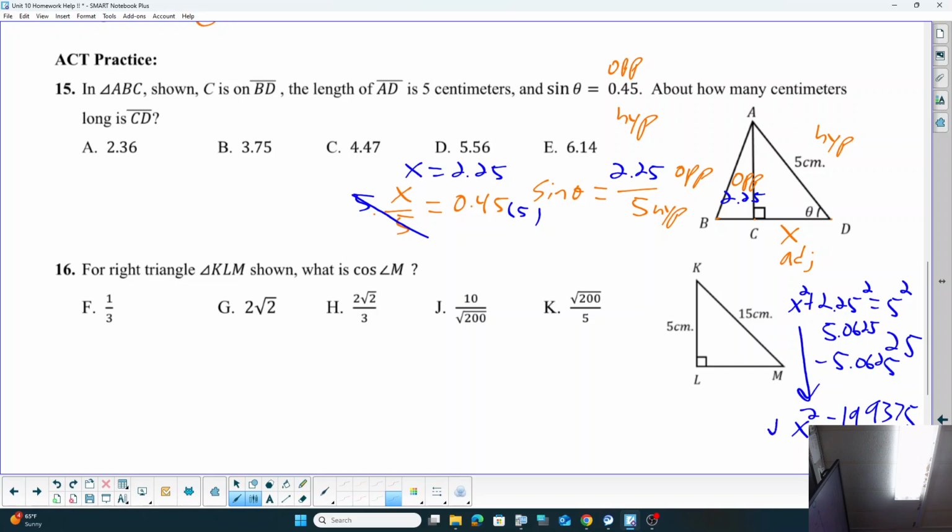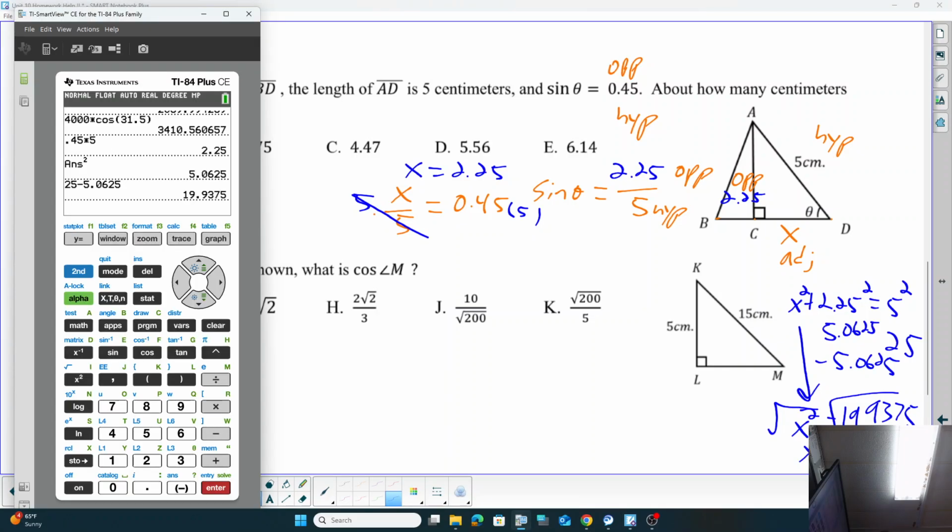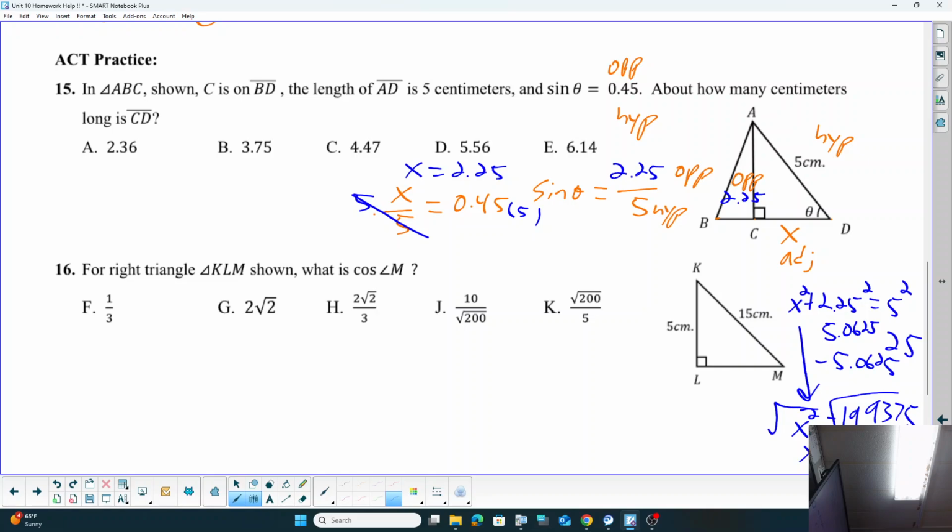Now we're going to square root both sides. Here's our answer. The square root of 19.9375 is 4.465, which rounds to 4.47. We got it. Woo! That was just a weird way to do that problem, but I feel like we did it right.